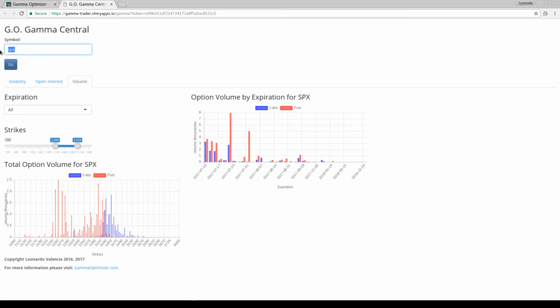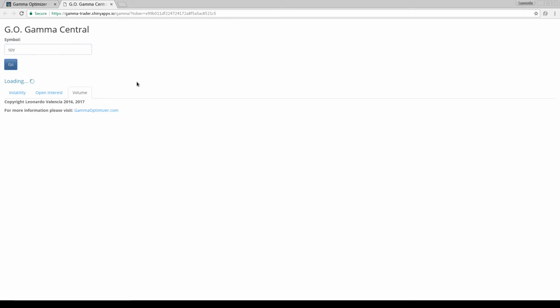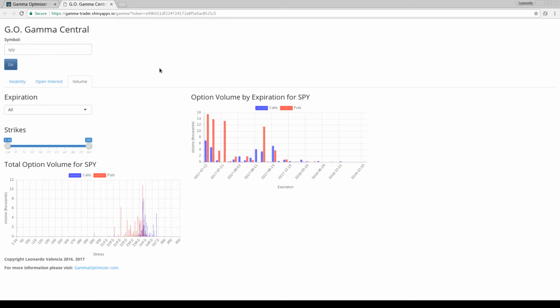Let's look at SPY, which should mirror SPX, but is used by a different type of crowd. SPX is more institutional, so it's used by institutions and professionals. SPY is used more by retail and also professionals, but in a different way. So they are different options. They are basically options for the same thing. Now you can see that the patterns are different.